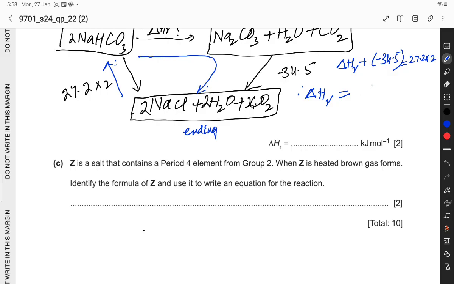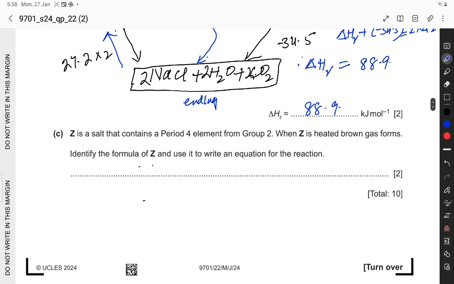By calculating this equation we get delta HR is equal to minus 88.9. So the delta HR is minus 88.9. Z is a salt that contains a period 4 element from group 2. When Z is heated, brown gas forms. Identify the formula of Z and use it to write an equation.